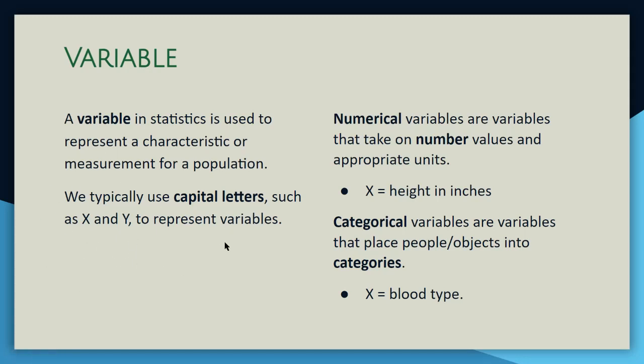We can sort a variable into two types, numeric and categorical, and those kind of are what they sound like. A numeric variable is one that can take on number values, and categorical variables are variables that sort people or objects into categories. So examples of numerical variables are height in inches, or number of tickets sold to a new movie. Whereas categorical variables are things like blood type or hair color, things that can't be represented with numbers in a practical way.